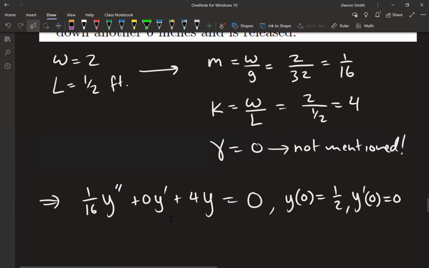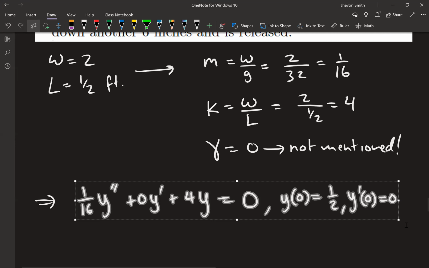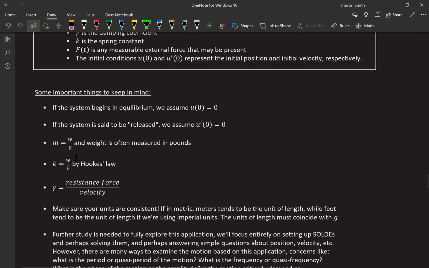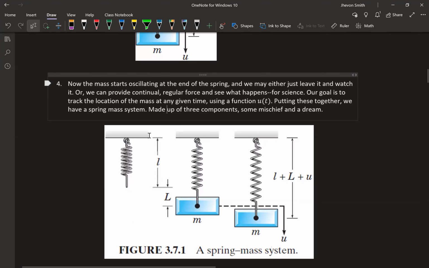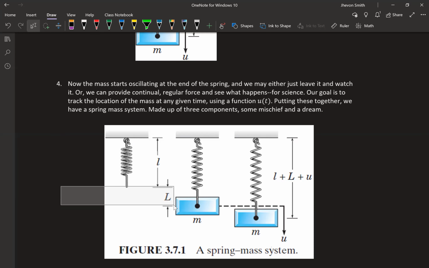And so that's it, that's the setup. If you solve this second order differential equation, no, little L is the natural length of the spring. Without anything attached to it, little L is the natural length of the spring. Big L is the extra. So little L is how long the spring was before any of this started, when the spring was minding its own business. And then big L is the little extra that the spring is stretched when the mass is attached to it.